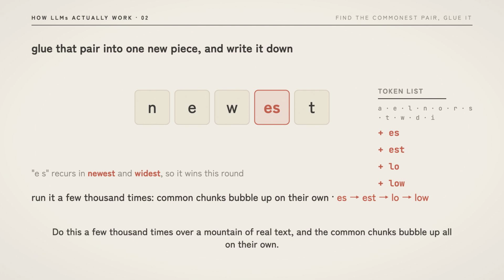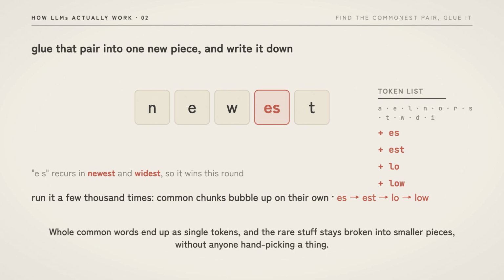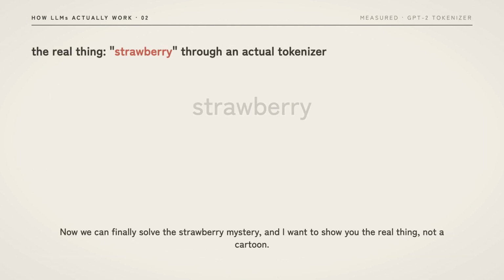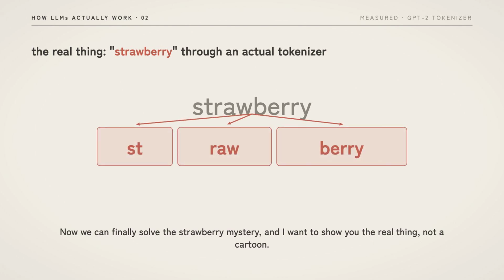Do this a few thousand times over a mountain of real text, and the common chunks bubble up all on their own. Whole common words end up as single tokens, and the rare stuff stays broken into smaller pieces without anyone hand-picking a thing. Now we can finally solve the strawberry mystery, and I want to show you the real thing, not a cartoon.